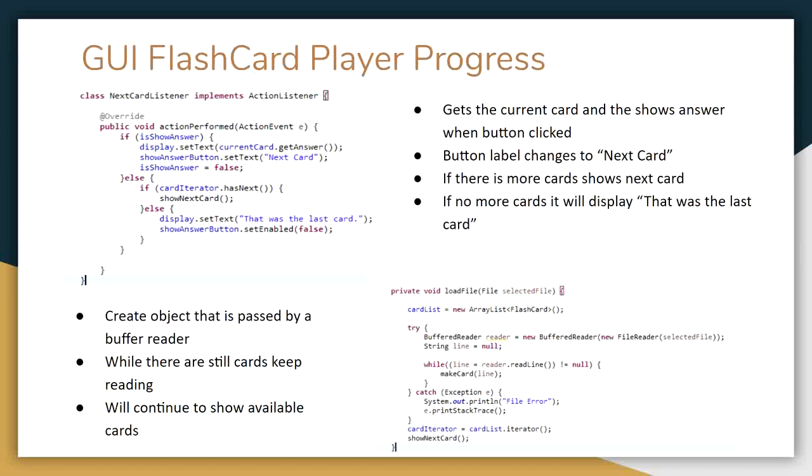This is some of our code from the player program. In the top code, it gets the current card and shows the user the answer after clicking on the Show Answer button. The button label will change to next card if there are more cards. If not, then the button will be disabled and the message will appear in the text area: that was the last card. In the code below, we created an object that is passed through the buffered reader. Here it will keep reading the cards if there's any available.